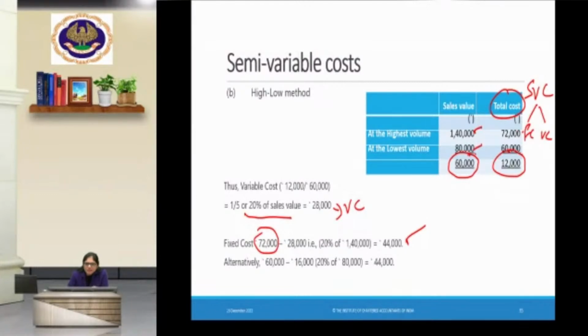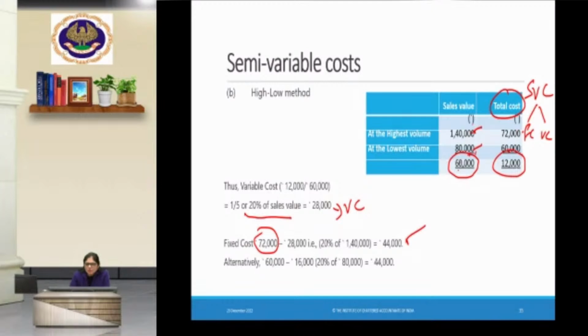So what have we done? We first took the difference between the high and low sales and the high and low cost. Then we divided the cost difference by the sales difference to get the proportion of variable cost. So variable cost comes to 20% of sales. That means 20% of 140,000 is 28,000. If the variable cost is 28,000 and the total cost is 72,000, the difference has to be the fixed cost.